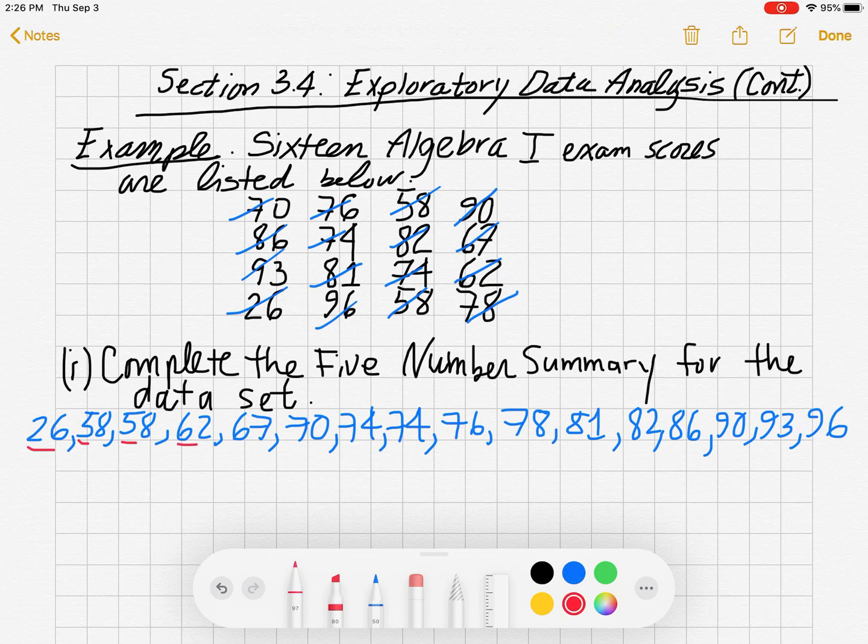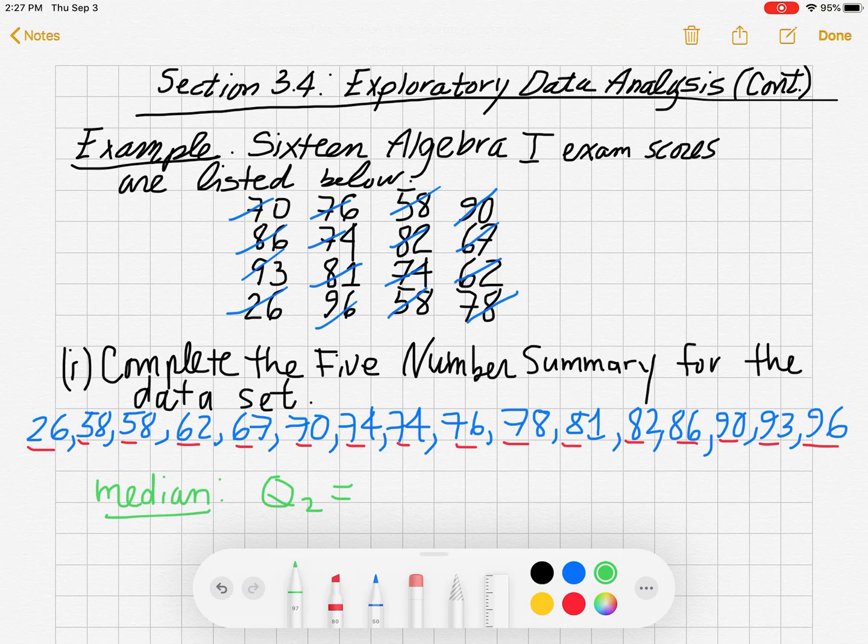Okay, let me actually count. I want to make sure I got all 16. 1, 2, 3, 4, 5, 6, 7, 8, 9, 10, 11, 12, 13, 14, 15, 16. All of them. So after you get your numbers in order, the first thing you want to do is find the median. Q2, right? It's called the median. Q2, the second quartile, also called the median, the middle number.